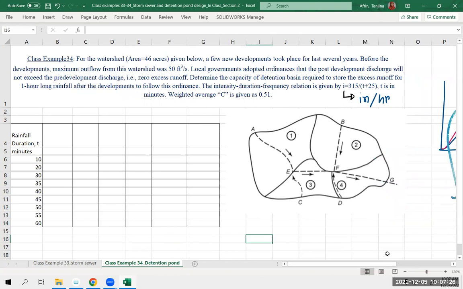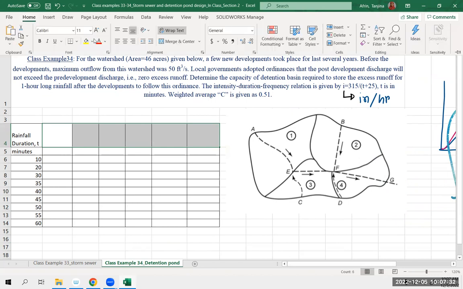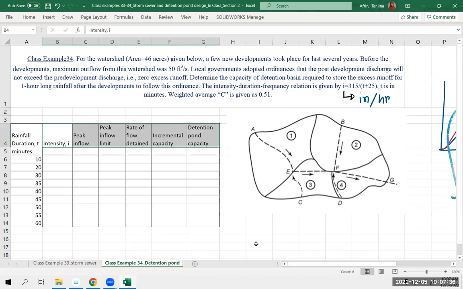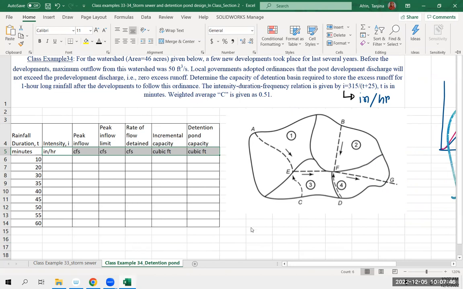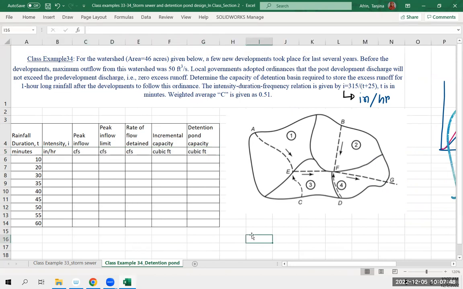Okay, so that's what we will do. As a first step, we will set all the headings for each column. So these are the column headings here: intensity, peak inflow limit, rate of flow detained. And for each one, let's add all the units as well.